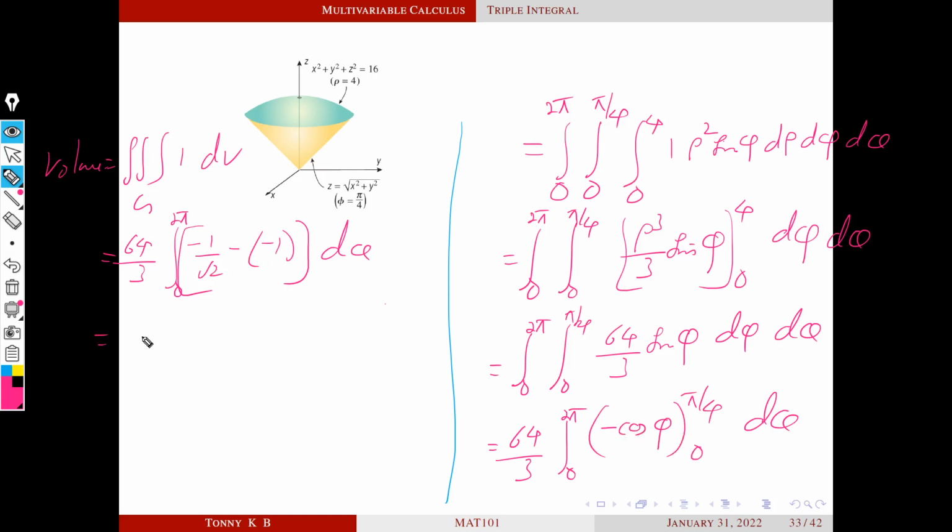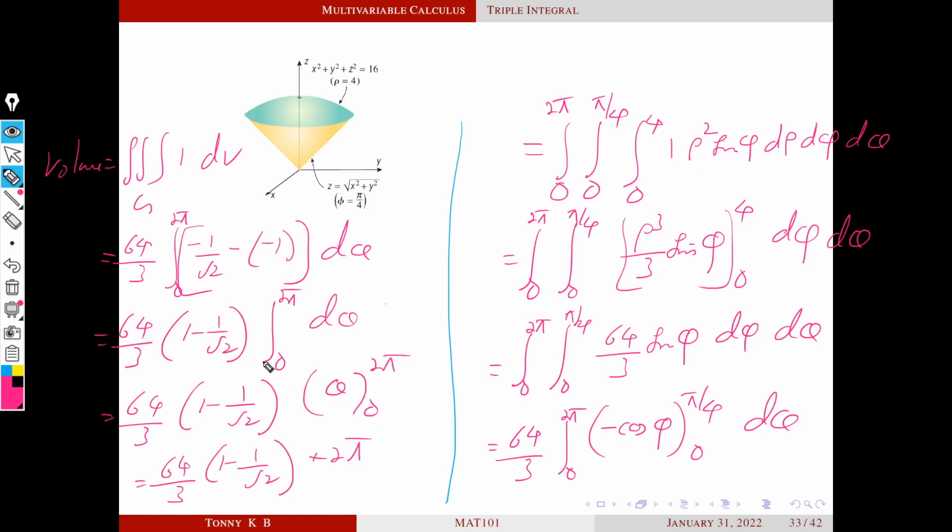So this becomes 1 minus 1 by root 2. You can take the constant outside. So integral of d theta from 0 to 2 pi, that is theta from 0 to 2 pi. When theta equal to 2 pi, this becomes like this. Then you can multiply this 2 inside the bracket. So this becomes 2 minus 2 by root 2, that is root 2. This becomes 2 minus root 2. Ultimately your answer is 64 pi by 3 times 2 minus root 2.